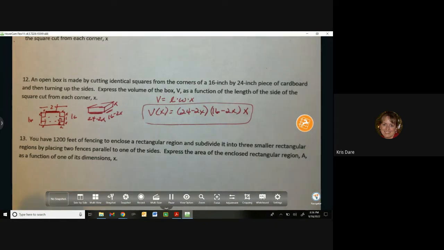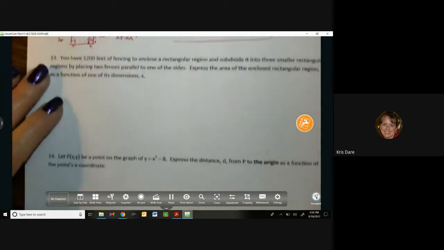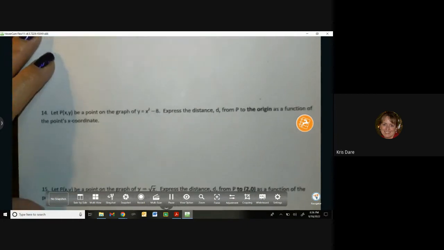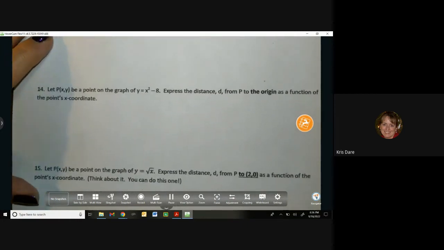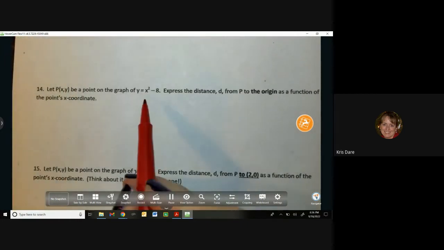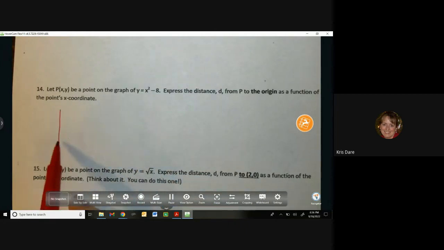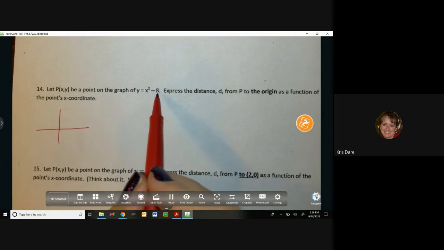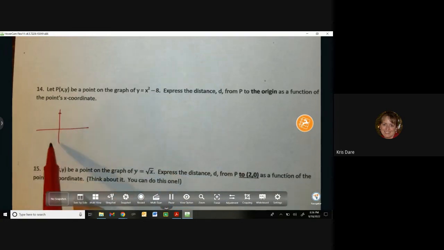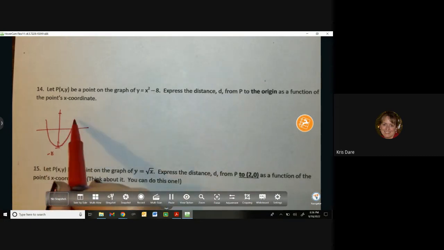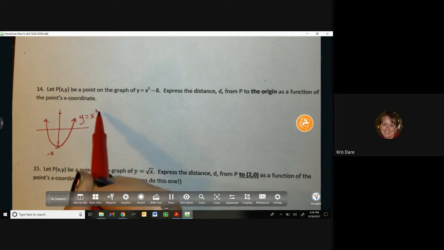All right, I'm going to skip down and do number 14, so you can see one of this type, where they give you an equation, okay? And I'm going to make a picture to go with this so that it makes sense to you. So what I have is a parabola, crosses down here, I'm sorry, at -8. And then it opens up, and I know that because it's a positive x squared. So this parabola is y equals x squared minus 8.